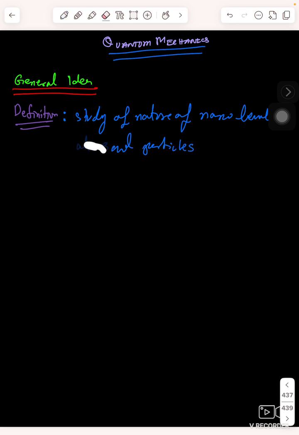It would be better if I say particles, because atoms are bigger than particles. Particles are at the nano scale, or nano level, which is 10 to the power minus 9. That's way too small.